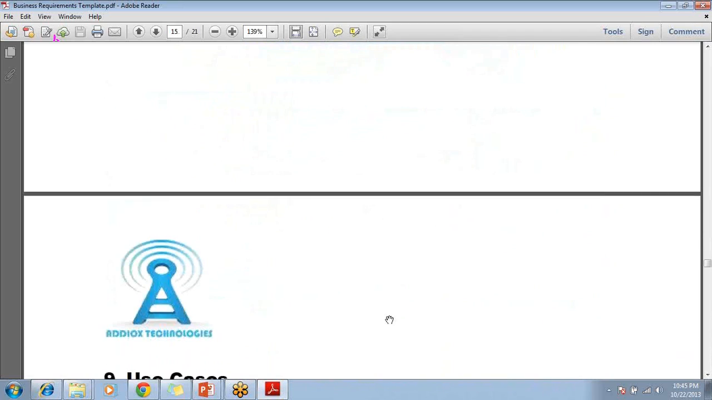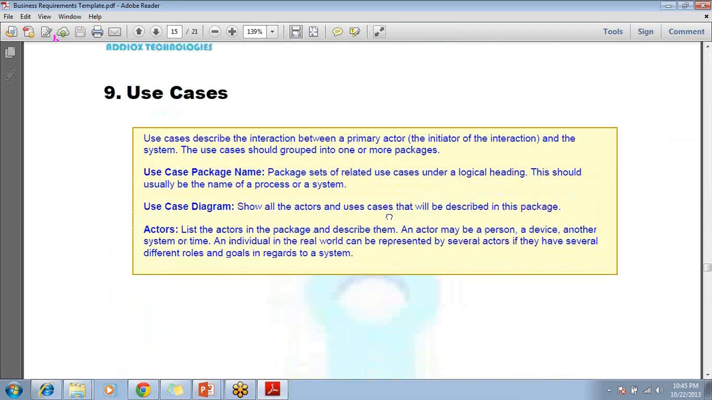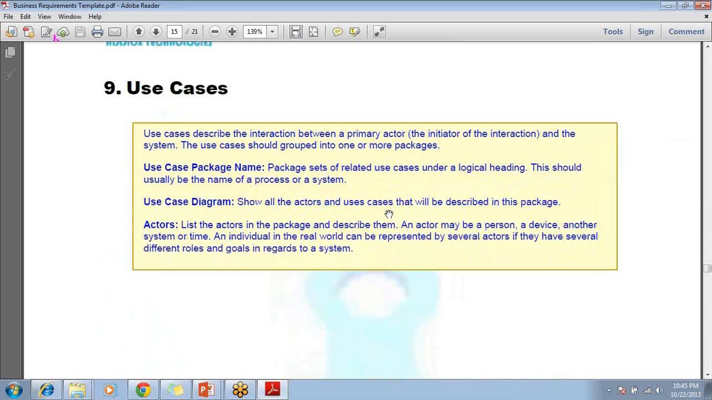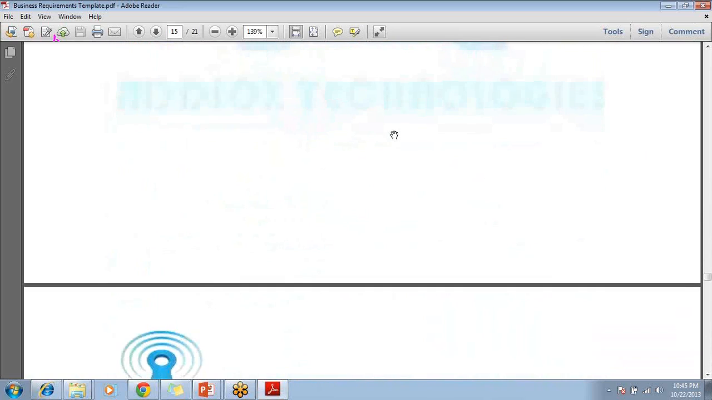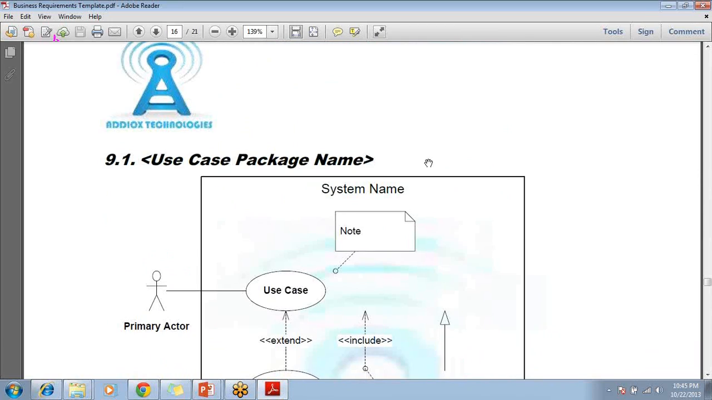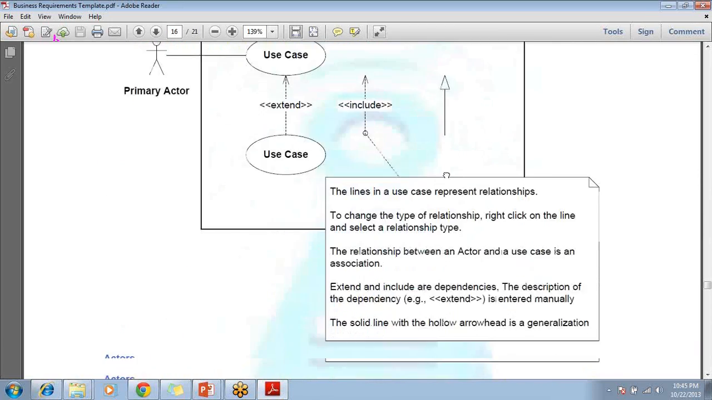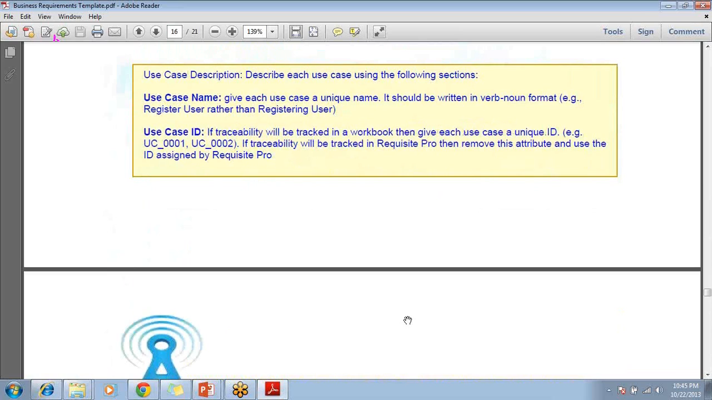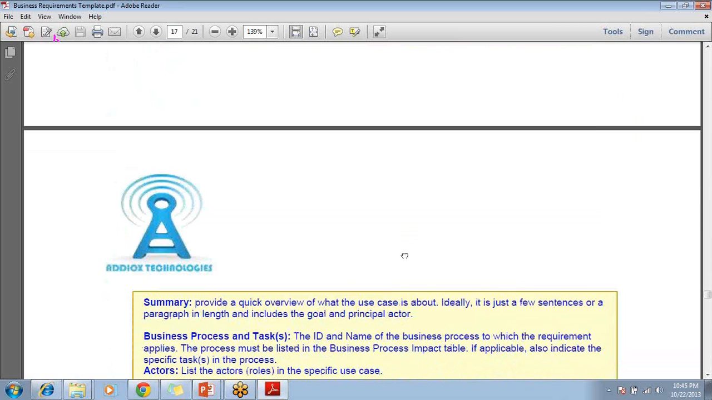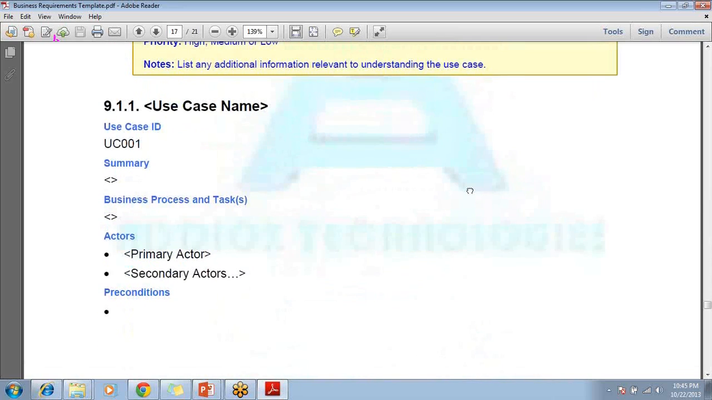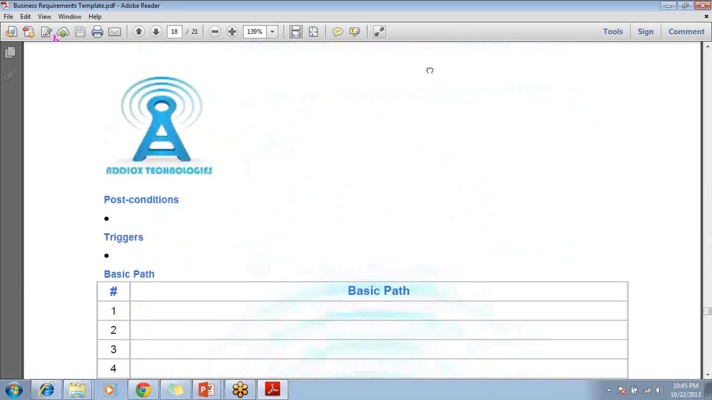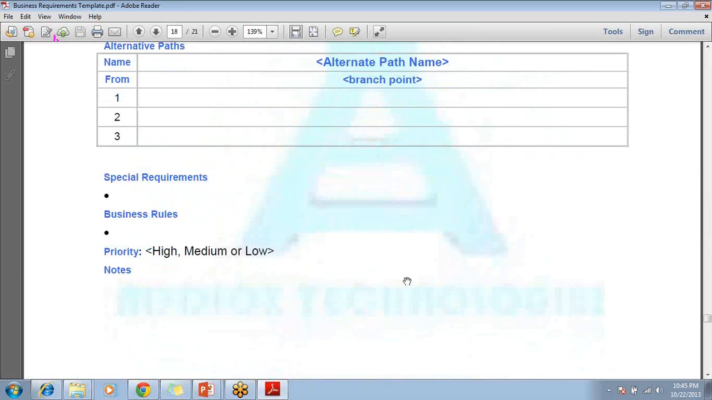Use cases. This is exactly where you will put your use cases. Very few business requirements require use cases, always remember that. This is just a sample use case. This yellow box will disappear if you follow the first page instruction. All the yellow boxes are instruction boxes.